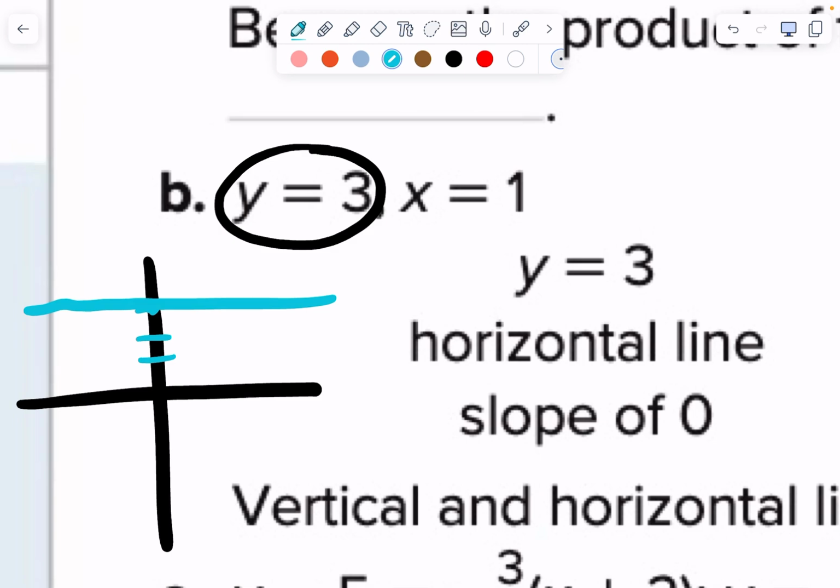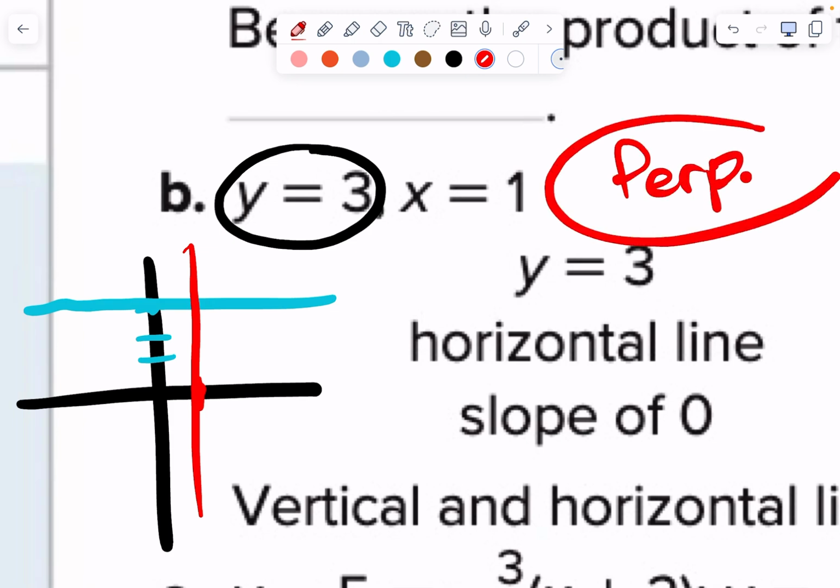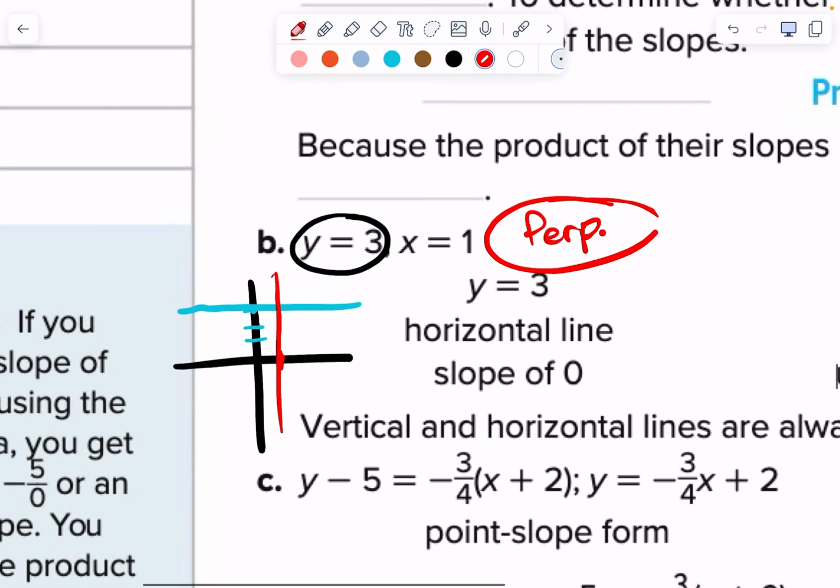Okay, x equals 1 is over at 1 on the x-axis. It is a vertical line. That's confusing because the x-axis actually goes horizontal. Those two lines are perpendicular. They make a 90-degree angle, right? Because they're straight across. Okay, good? All right, beautiful.